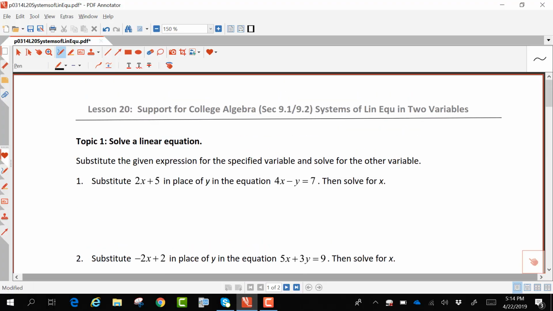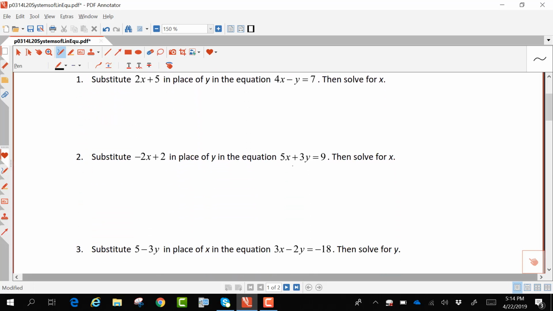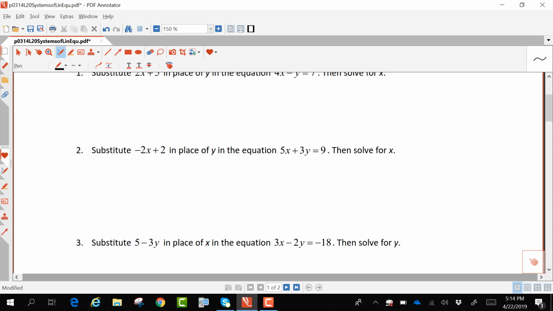Welcome to today's lesson over systems of linear equations in two variables. Let's start with number 2. Number 2 states to substitute negative 2x plus 2 in place of y in the following equation.